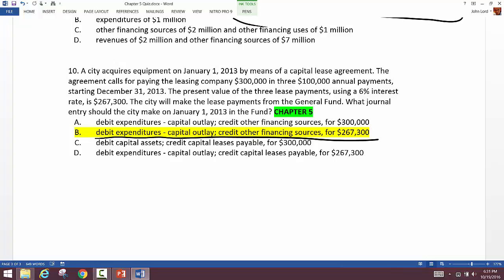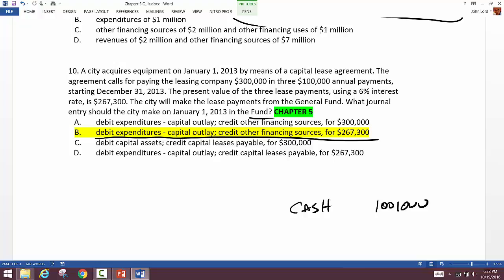You want a credit cash? You want a credit cash for how much? $100,000? Is that the amount of the payments? Okay, good. In the fund financial statements now, what is it? The general fund that's paying for this? Credit cash for $100,000. What do you want me to do? Expenditures for $300,000, right?